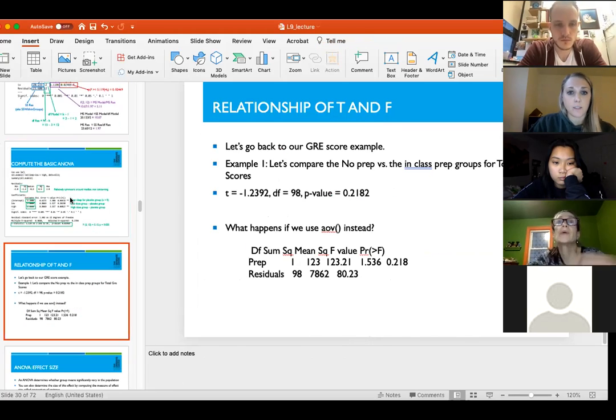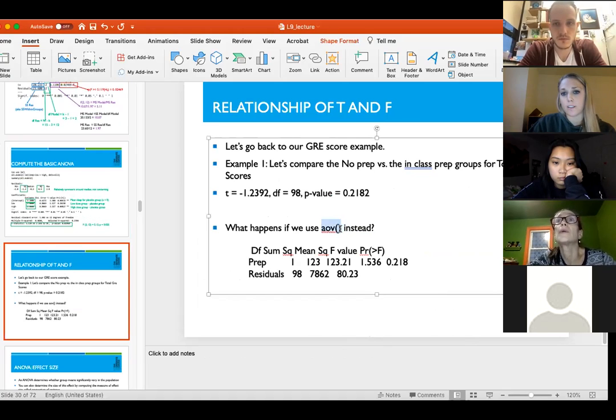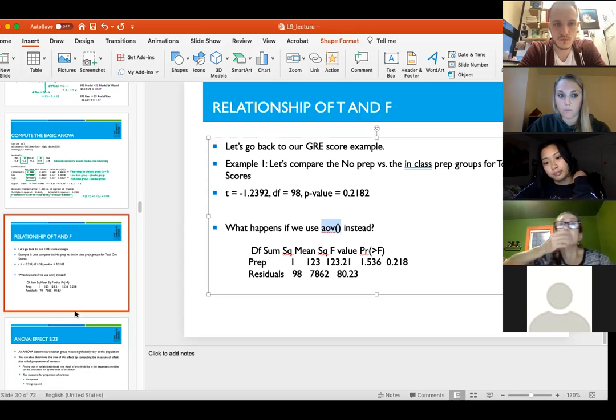And then the last way that you can do this is using this other function. This is one of the base R functions called AOV. And you just put brackets around this, and it's going to give you the exact same output as well.